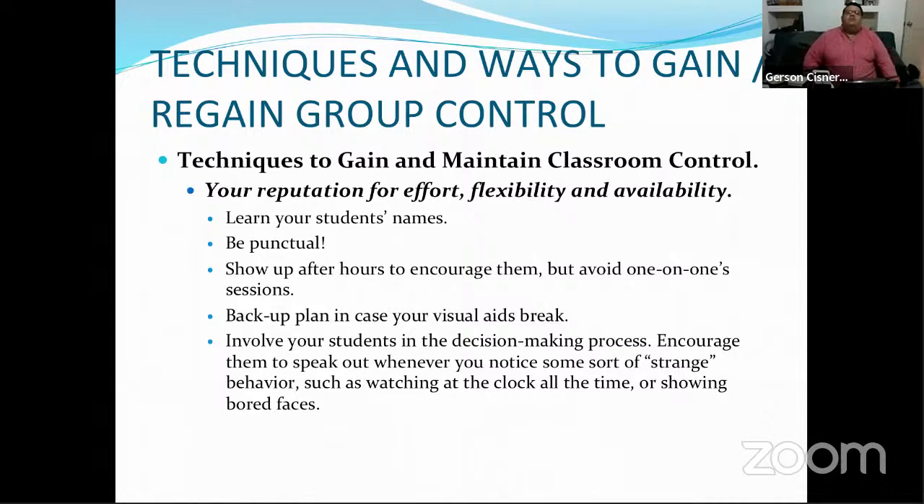All right. So techniques to gain and maintain class control. Number 1 category, your reputation for effort, flexibility, and availability. Read the first point, Isaac.